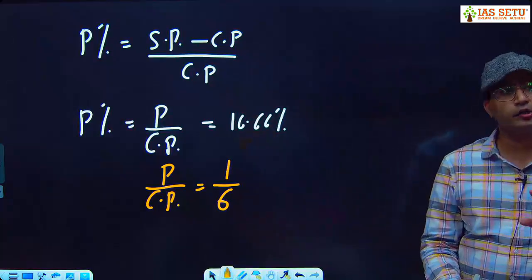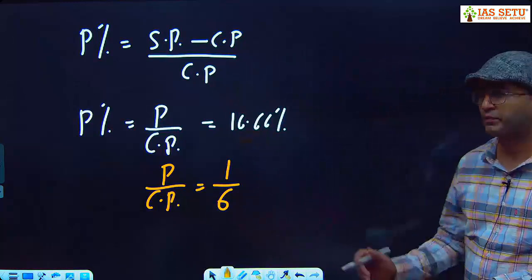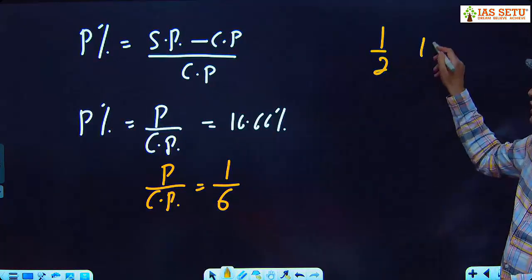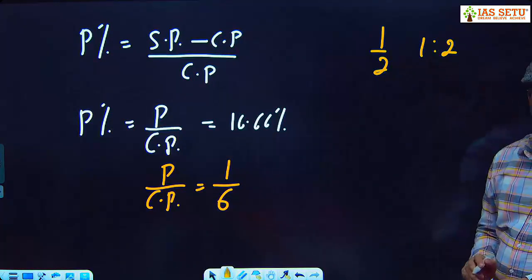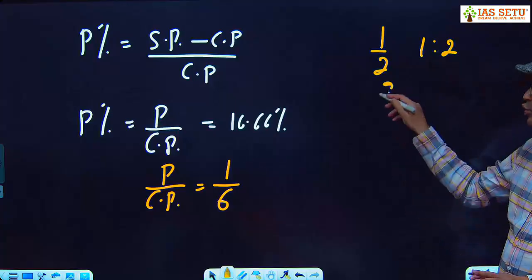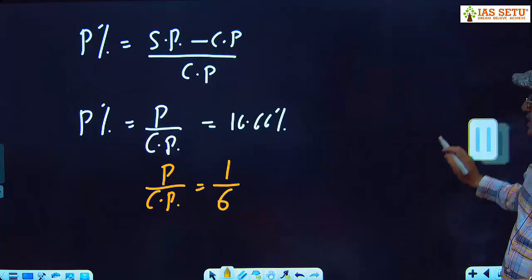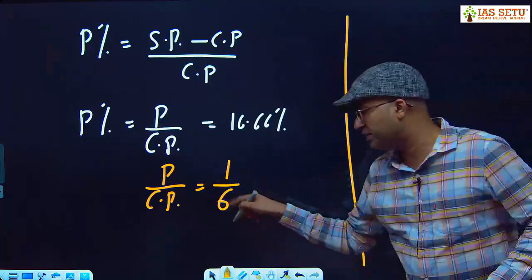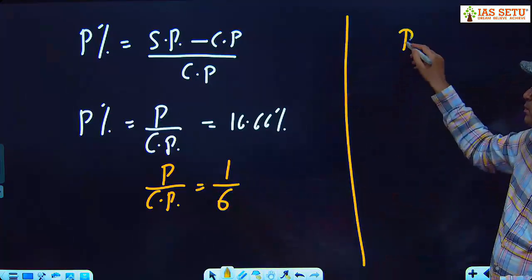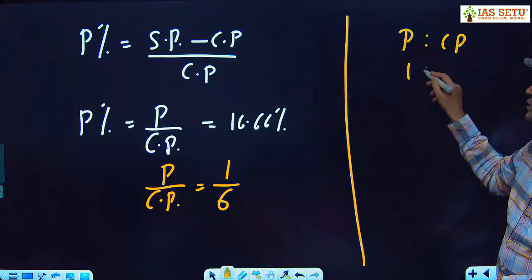And here I tell you fraction and ratio are same. 1 by 2 you can write 1:2. Fraction or ratio same होता है. 2 by 3 is nothing but 2:3. So can I say P upon CP is 1 by 6? So it means P is to CP is 1:6.